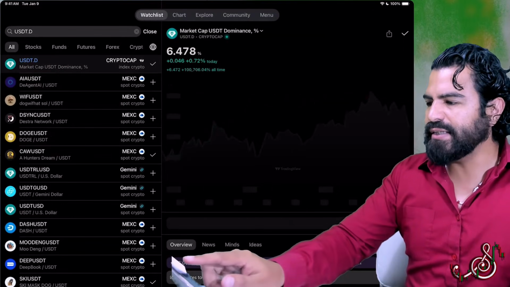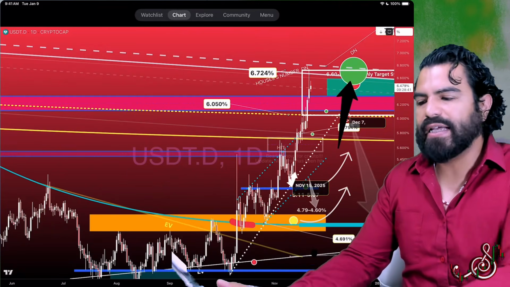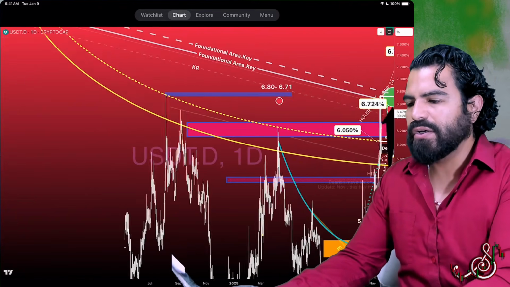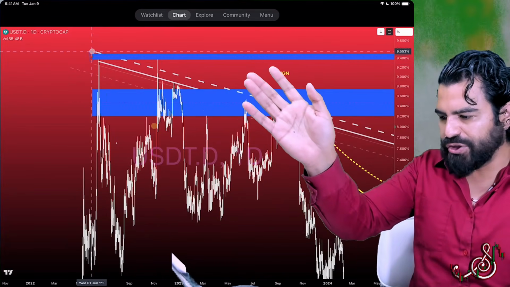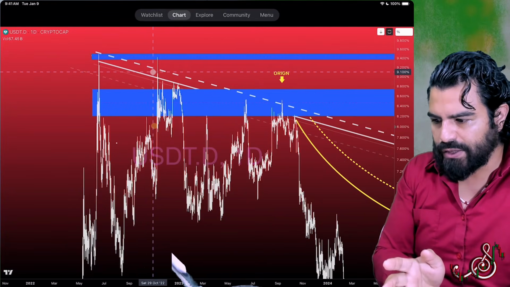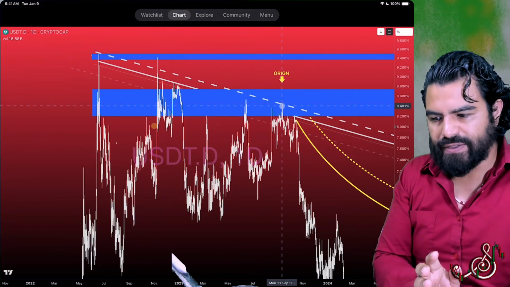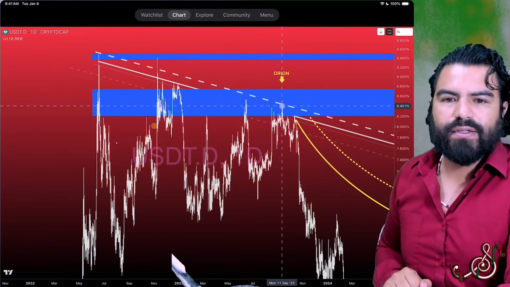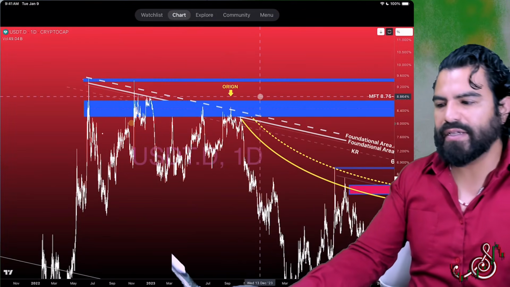Now, USDT.D on our chart, this is a daily chart view. We are looking at our foundational area. So this is all the way back from June of 2022, October of 2022, June of 2023, September of 2023. Years in the making, this foundational area.